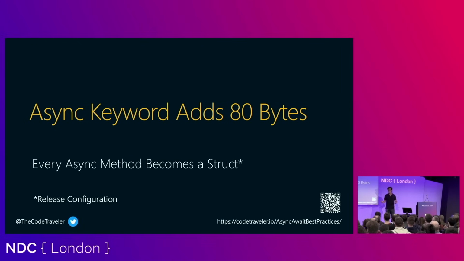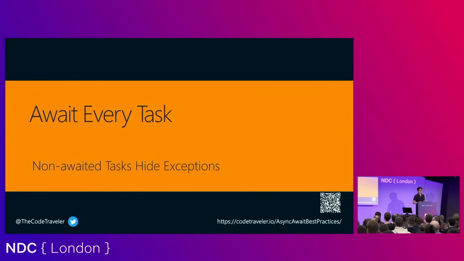Probably most of you don't either, but fun fact to know about, because maybe one day you'll be working on an embedded system or an IoT device, and you don't want to increase your app size, and now we know that the async keyword increased our app size by about 80 bytes every time. And we want to await every task.